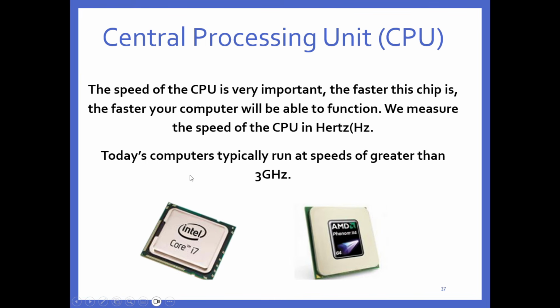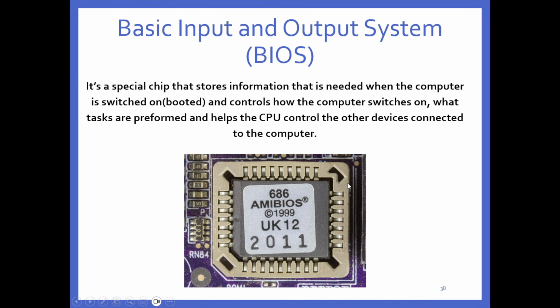Today's computers typically run at speeds of greater than 3 gigahertz. Okay, so what's the PC speed or the CPU speed measured in? They'll often give you the specs of the PC and ask you things like that. It's measured in hertz, but most PCs are running in gigahertz these days.